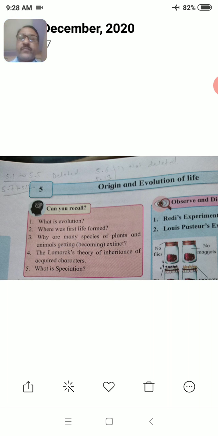Now first you have to start with the origin and evolution of life. What is meant by evolution? Evolution is the gradual change of organisms. Origin and evolution of life, this is the main topic: gradual changes of organisms. Now, let us start the actual study.